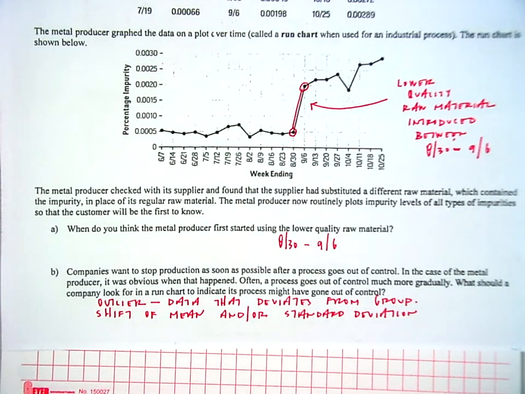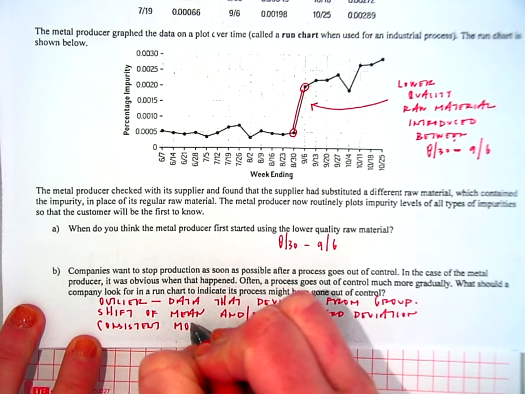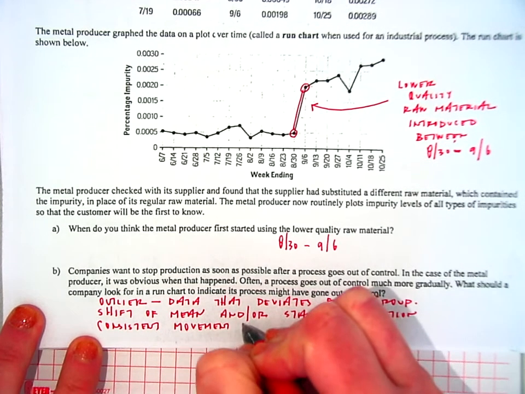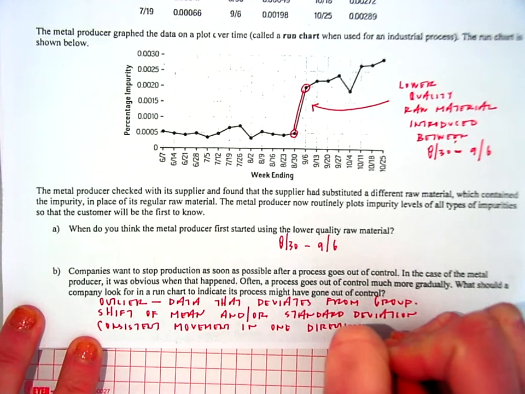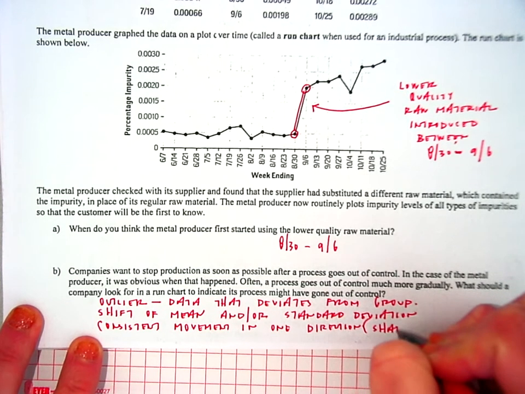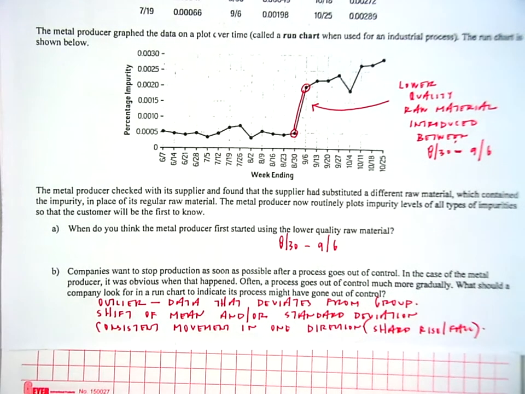Okay, another thing just to look at is some sort of consistent movement in one direction, so some sort of sharp rise or fall. All right. So again, some ideas of what could show that a process is out of control. We could have just one data point that just seems really off, that maybe we can't explain.